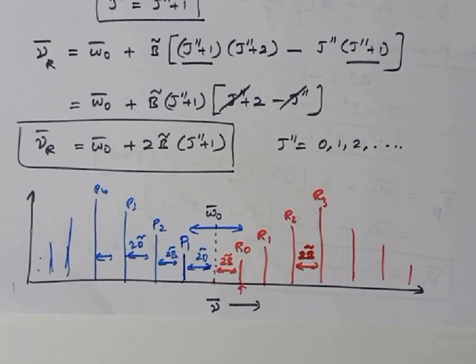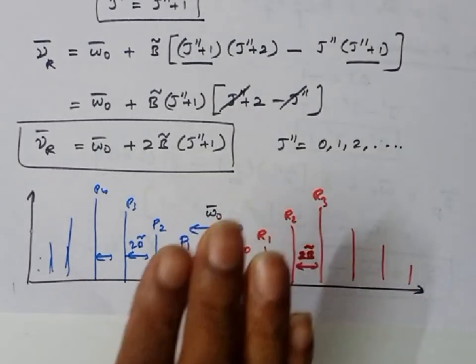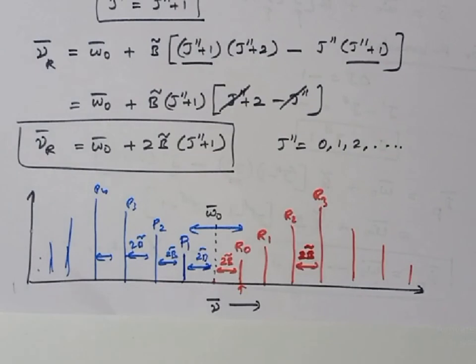R value is over a certain point, increase or decrease of intensity. This is nothing but intensity. We'll discuss that as we go along. We are going to discuss that.